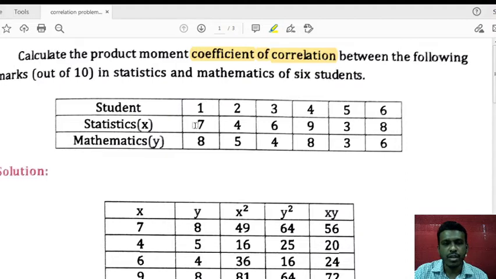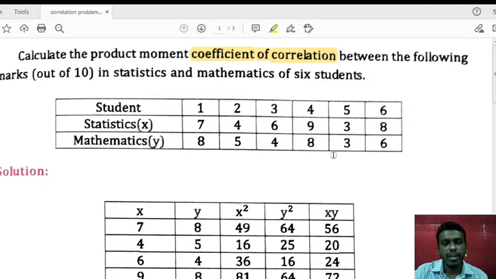Student 1 has scored 7, student 2 has scored 8. Similarly, the second student has scored 4 out of 10, and mathematics marks are 5 out of 10 for him. The third student has scored 6 out of 10 in statistics, and in mathematics it is 4 out of 10. Similarly, the fourth student has scored 9 out of 10 and 8 out of 10 in the two subjects respectively.